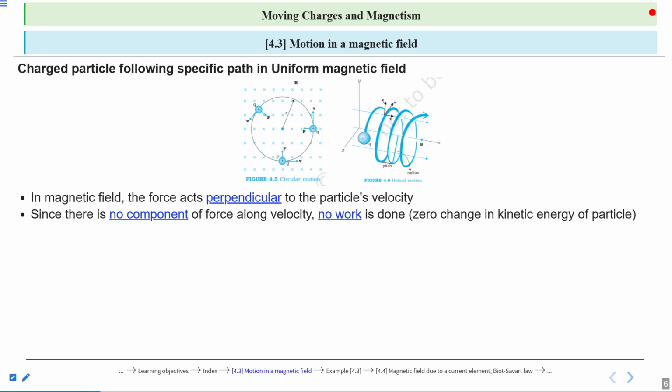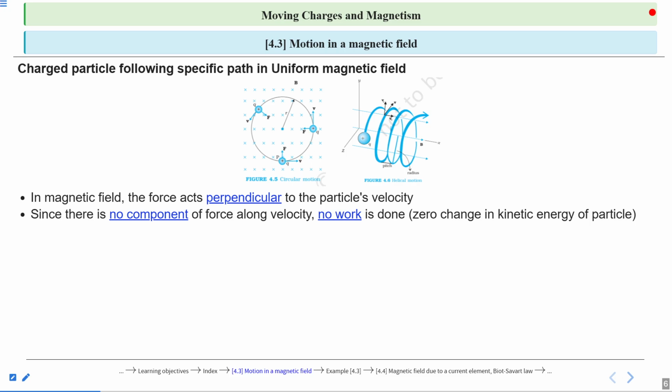Since magnetic force is perpendicular to both velocity and magnetic field, it has no component along the velocity, so it will not change the speed. If it is not changing the speed, kinetic energy remains conserved. That means no work is done, according to the work energy theorem.